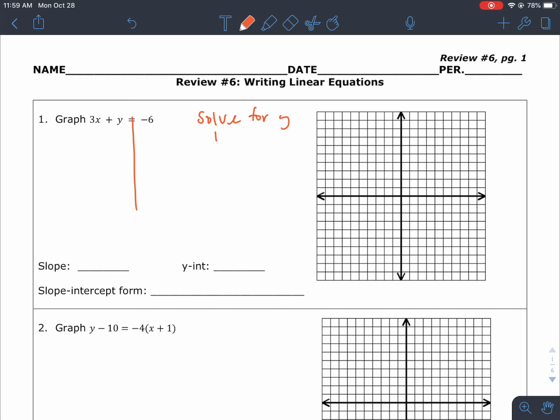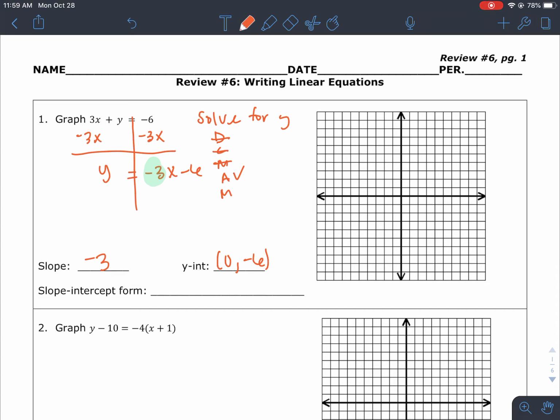So using don't call me after midnight, I don't need to distribute, I don't need to combine or move. I do need to add or subtract. I'm going to subtract 3x from both sides. And I'm left with y equals -3x minus 6. Here my slope is -3 and my y-intercept is -6. So I'm going to write that as 0, -6.